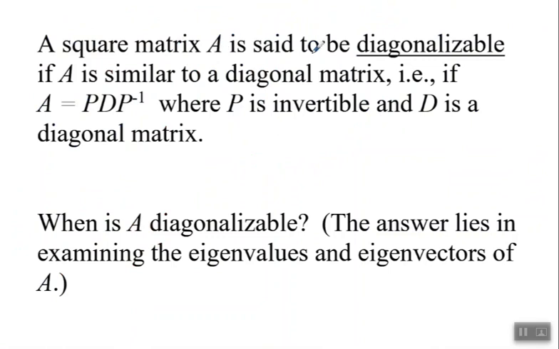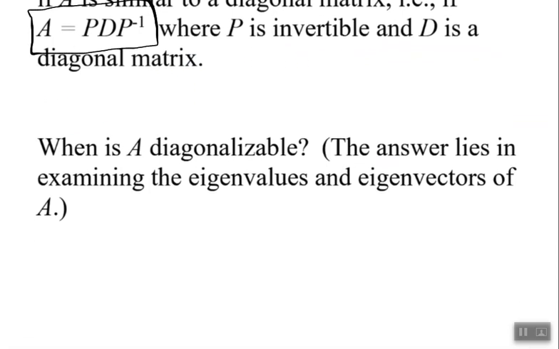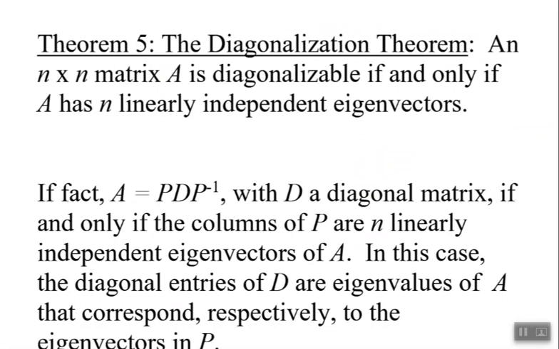A square matrix A is said to be diagonalizable if it is similar to a diagonal matrix. Basically, if you can get A is equal to P D P inverse, where P is invertible and D is a diagonal matrix. When is it diagonalizable? I think I just said that maybe because I was ahead of myself a little bit. So first of all, that matrix is going to be diagonalizable only if it has n linearly independent vectors.